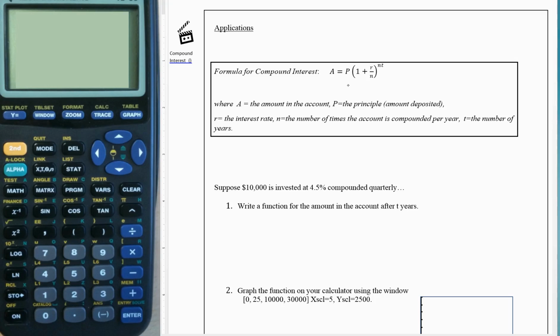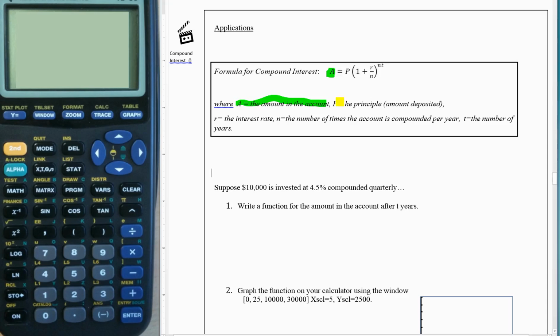A equals P times 1 plus R over N raised to the NT. So that's where you see the exponential part comes in. We have that N and the T in our exponent. And here, A is the amount in the account. So we might say, like, after 5 years, how much is in the account. Okay, so that's the A here.